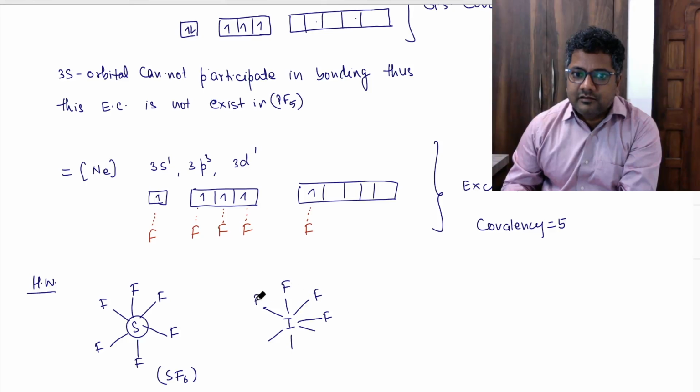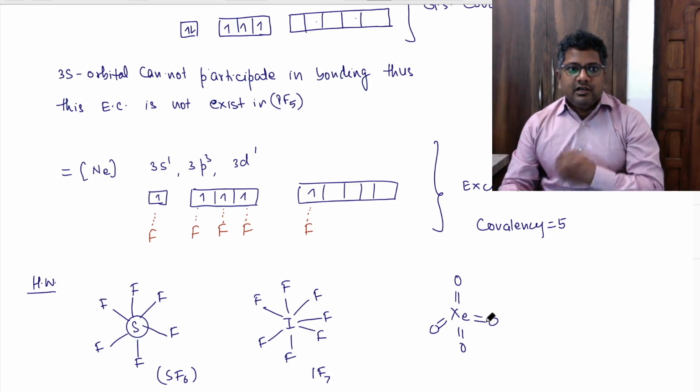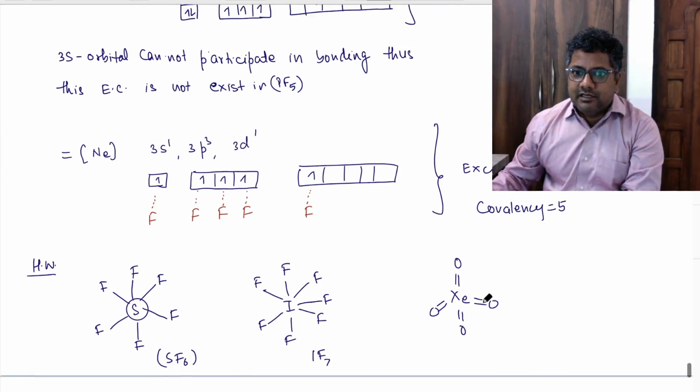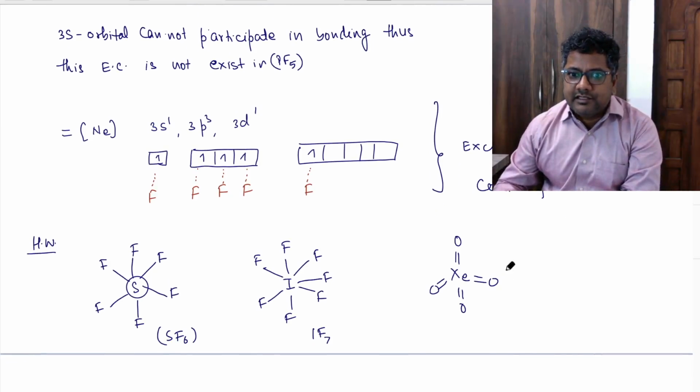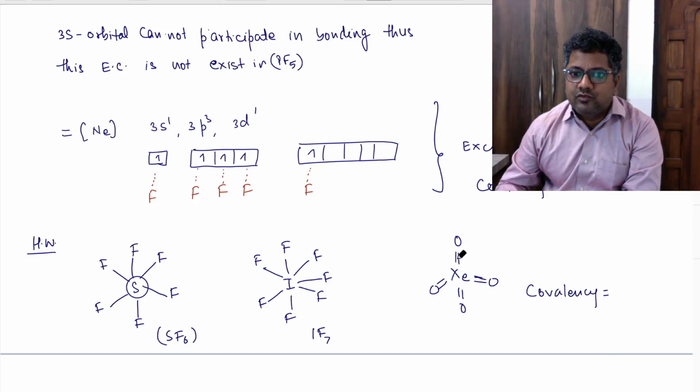IF7, right? IF7. Similarly, XeO4. See here, XeO4. If you see here, what is the covalency of this? Covalency, maximum covalency, number of bonds. So you have to count these bonds: 2, 4, 6, 8. So the covalency is 8.